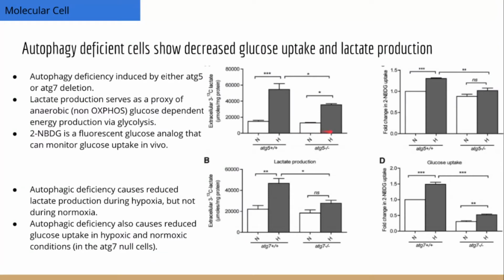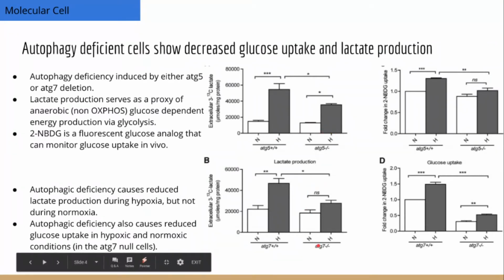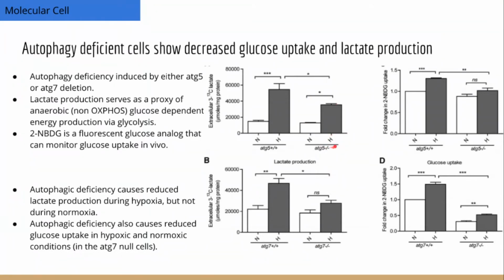What was interesting, though, is that when these ATG5 or ATG7 cells were starved of oxygen, and so they're in hypoxic conditions, the H right here, there's significantly reduced lactate production. So we see about half the amount of lactate that's being produced compared to control cells. What this indicates is that glucose-dependent energy production by anaerobic glycolysis is highly dependent on autophagy, because when autophagy is deficient, we see decreased production of lactate, meaning decreased glucose metabolism.